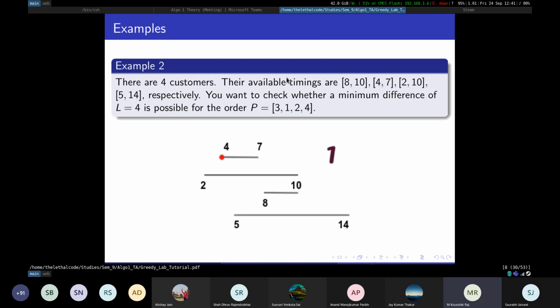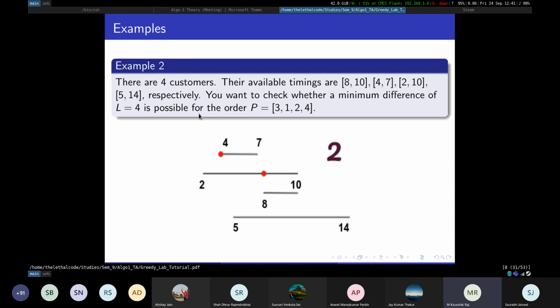Okay, there's a mistake in the order. It's not 3124. It should be 2314. Yeah, it's 2314. This is my bad. So the first customer, the first one to come, will be 4 to 7. He will be allotted 4. That is the 4th minute. He will come at the 4th minute, because that's the earliest possible for the first customer.